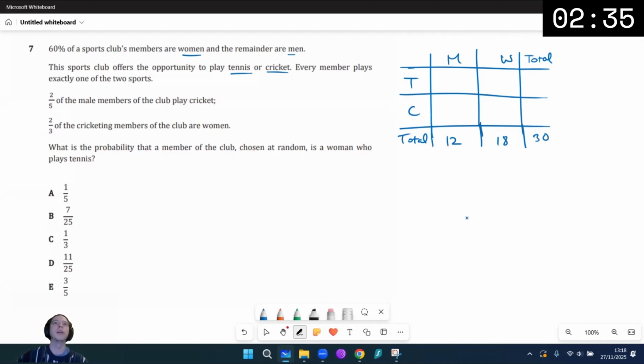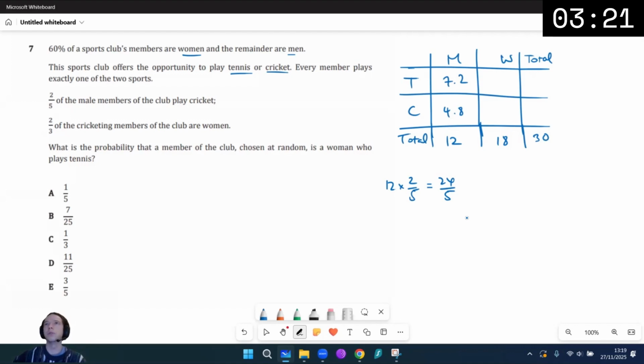2/5 of the male members of the club play cricket. Okay. So out of the males, 2/5 play cricket. Right now, my choice of 30 is not so good. Anyway, 2/5 of 12 is 24/5, right? So cricket, 24/5, which is 4.8, and then the rest, 7.2. Yeah. Okay.